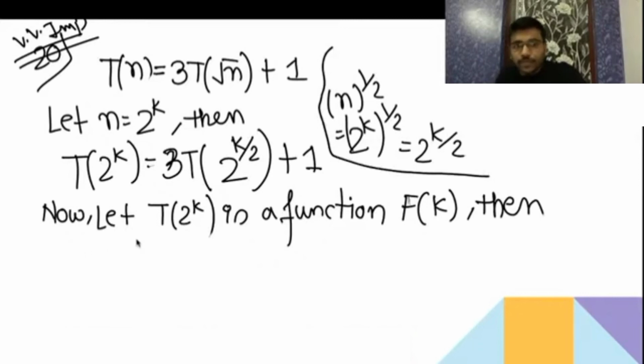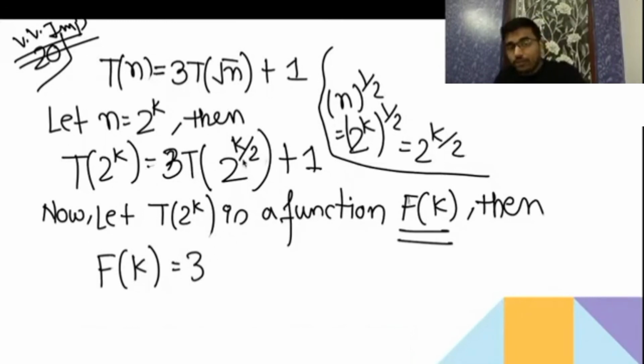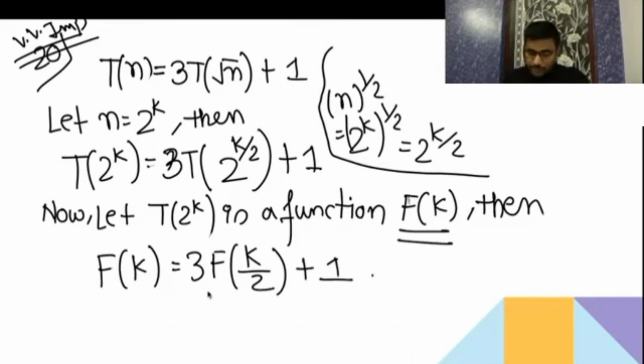Now what I am doing, I am assuming let T(2^k) be a function of f(k). So wherever there is k, it is going to be f(k). If it is k by 2, then it is going to be f(k/2). Whatever is in the power of 2 is going to be the function f(k). So let T(2^k) be f(k), then 3T(2^(k/2)) is going to be 3f(k/2) plus 1. Please let me know whether it is clear or not.